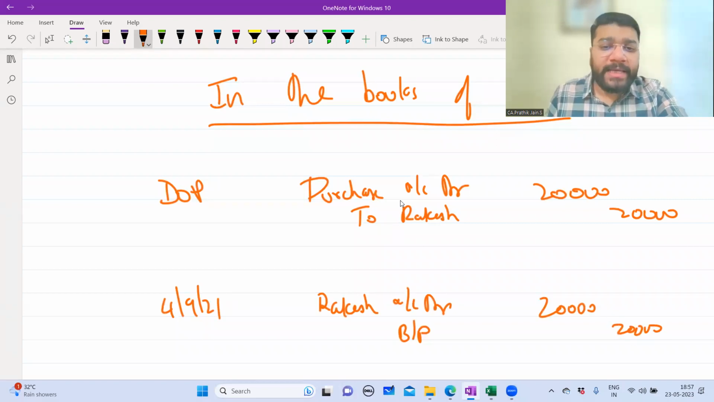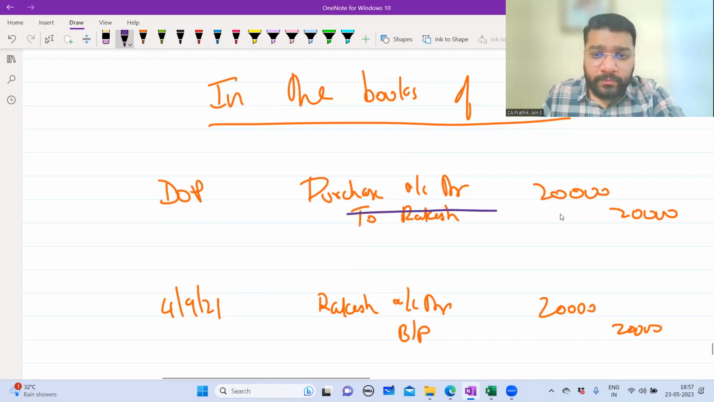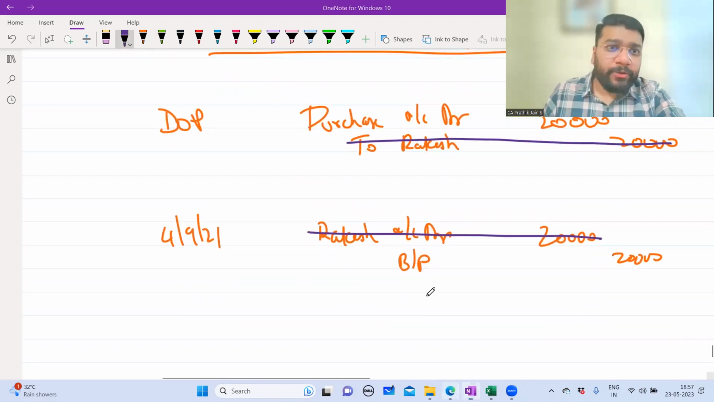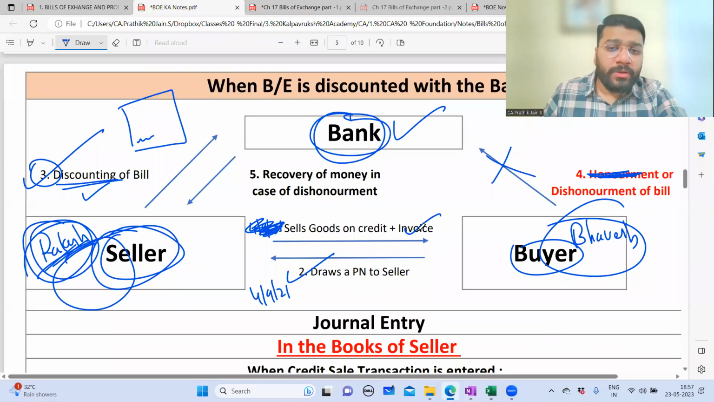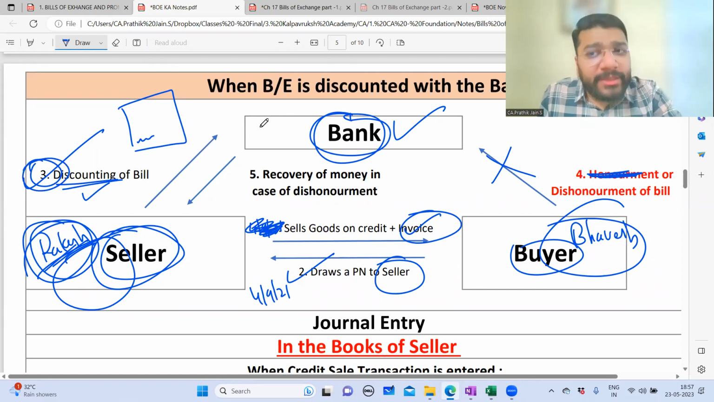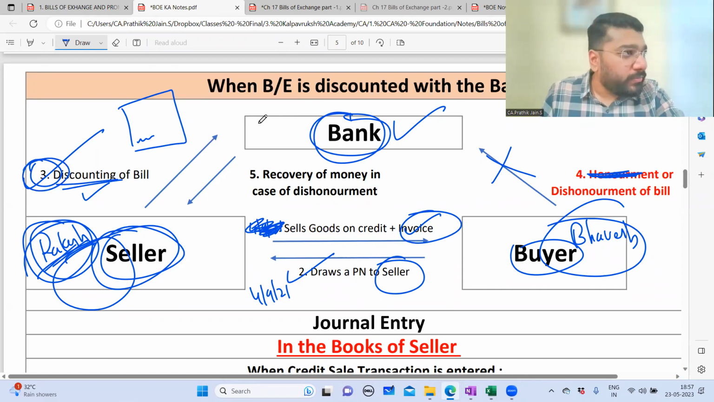Now here what happens, guys? Rakesh account is knocked off. Gone. Coming back to the diagram, people. So first entry is recorded by Bhavesh. Second entry is also recorded by Bhavesh. So third transaction is happening between Rakesh and bank. Will Bhavesh capture it? No.